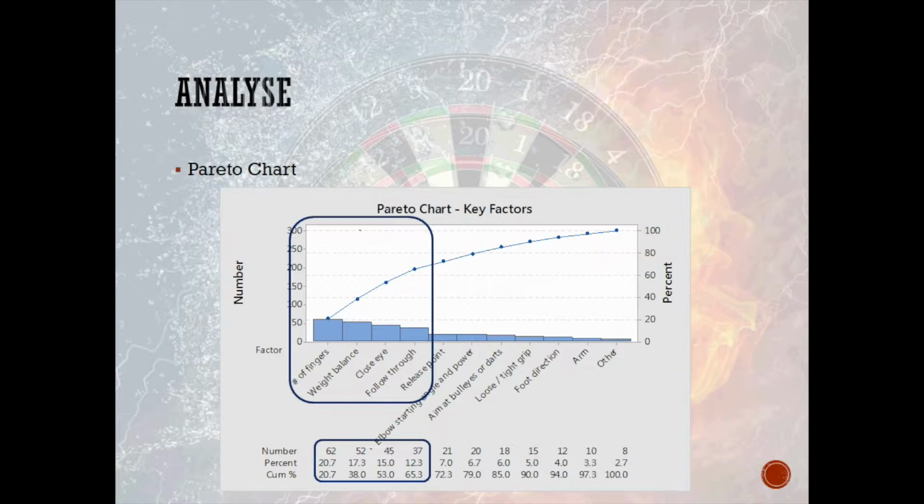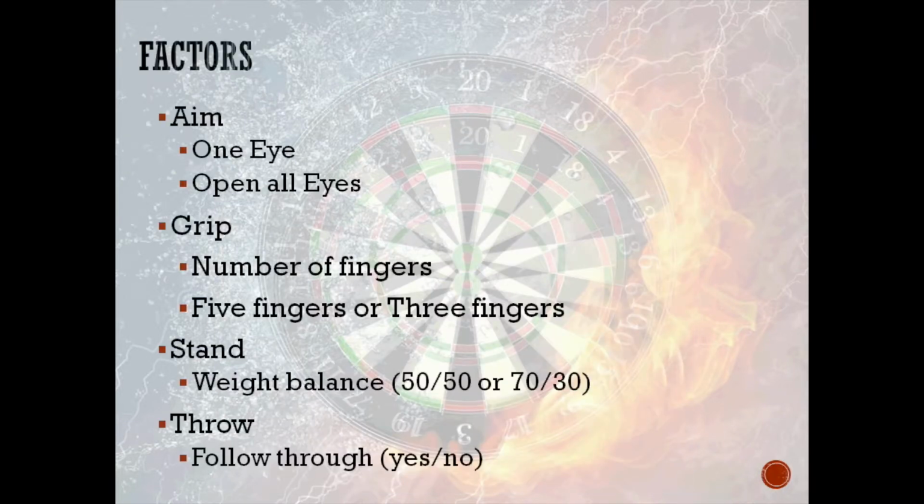In the Pareto chart, we can find out the top 4 key factors. They are number of eyes, number of fingers, weight balance, and also follow through. All of the top 4 factors contribute 65% of the total impact. So by identifying the top 4 factors, we use these 4 top factors to carry out the design of experiment in the next phase.